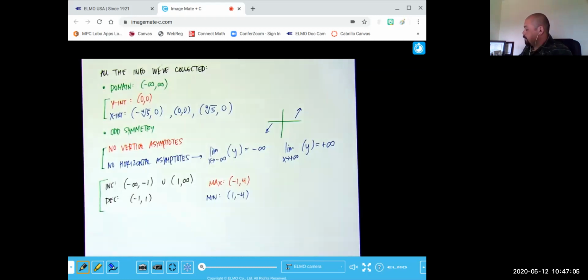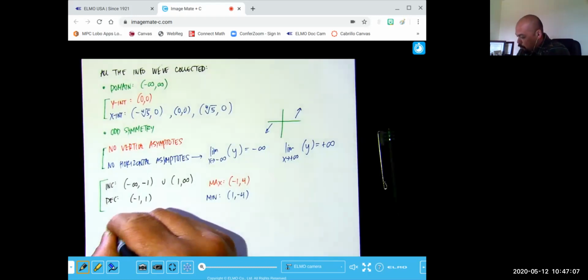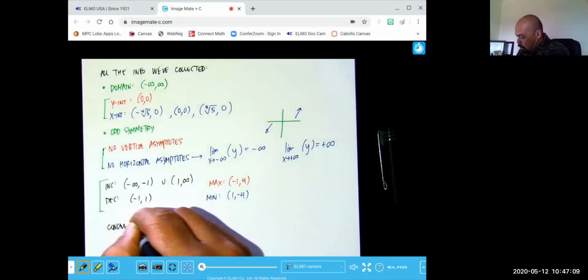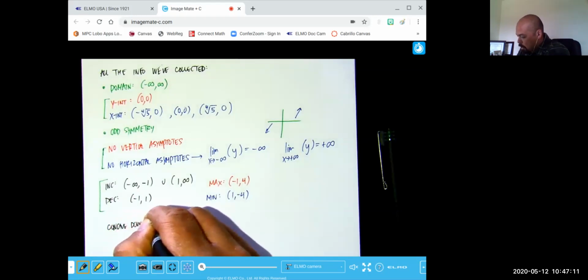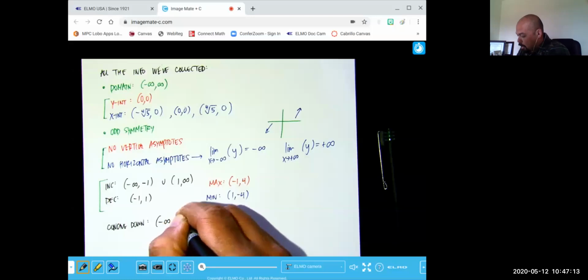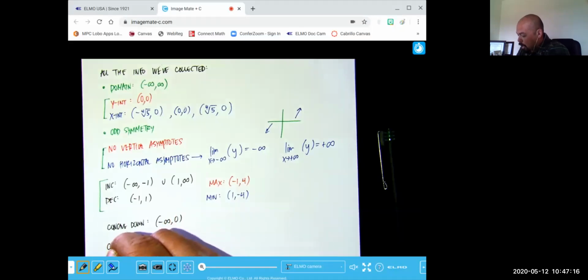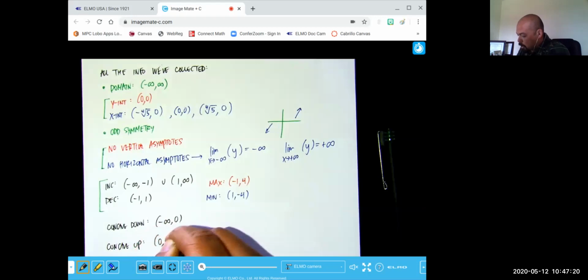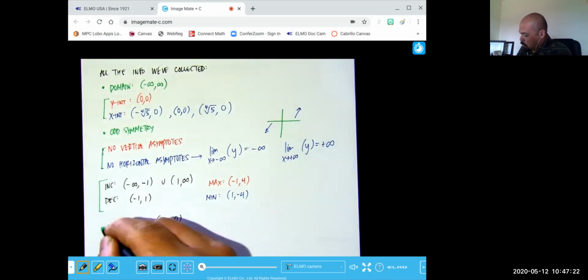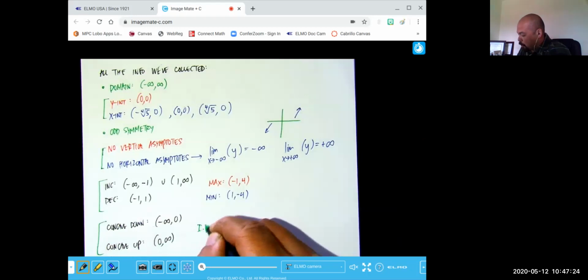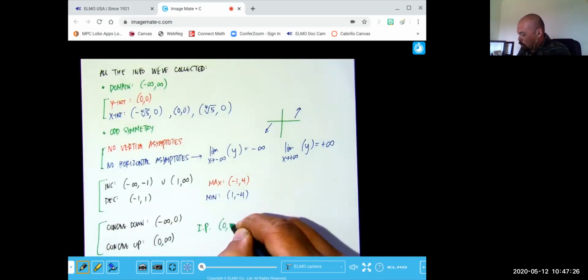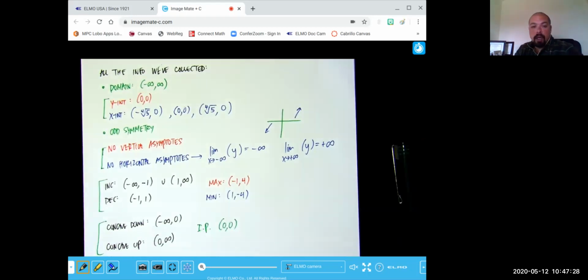And then lastly, our concavity, we're concave down, negative infinity to 0, concave up, 0 to positive infinity. And we had that inflection point at the origin 0, 0. All right, so there's our different components that we had dealt with.